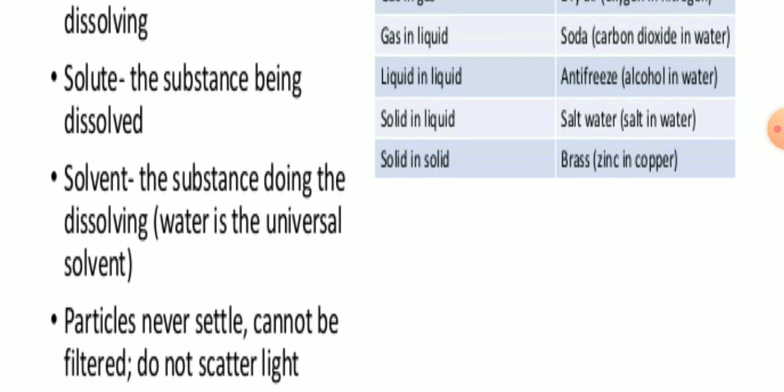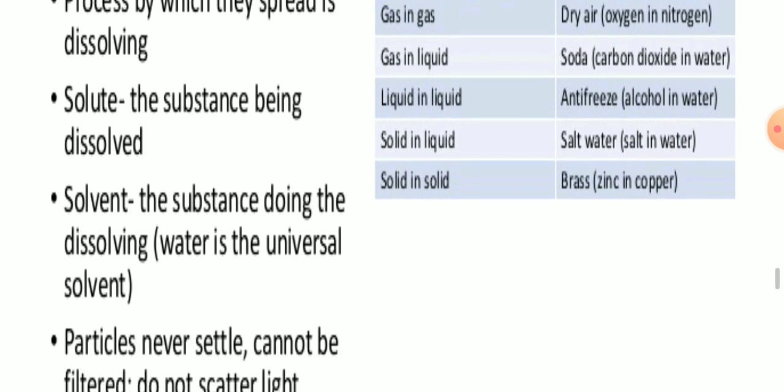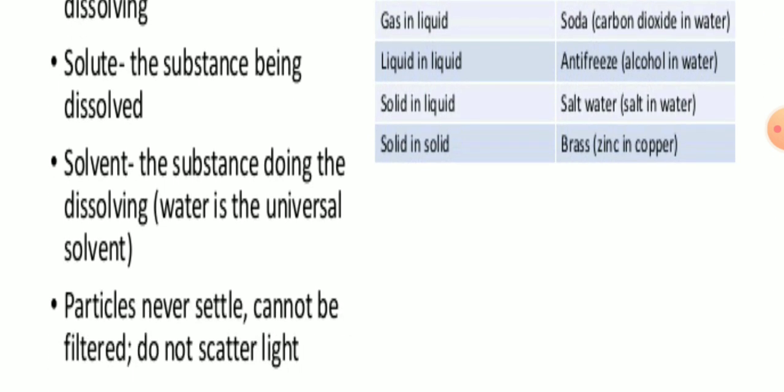And the last point of solution: the particles never settle down and cannot be filtered. They do not scatter light. This is because the particles of a true solution are very small, almost 10 to the minus 10 centimeter. That's why they never settle down and cannot be filtered. They pass through the filter paper. They are very small and do not scatter light.